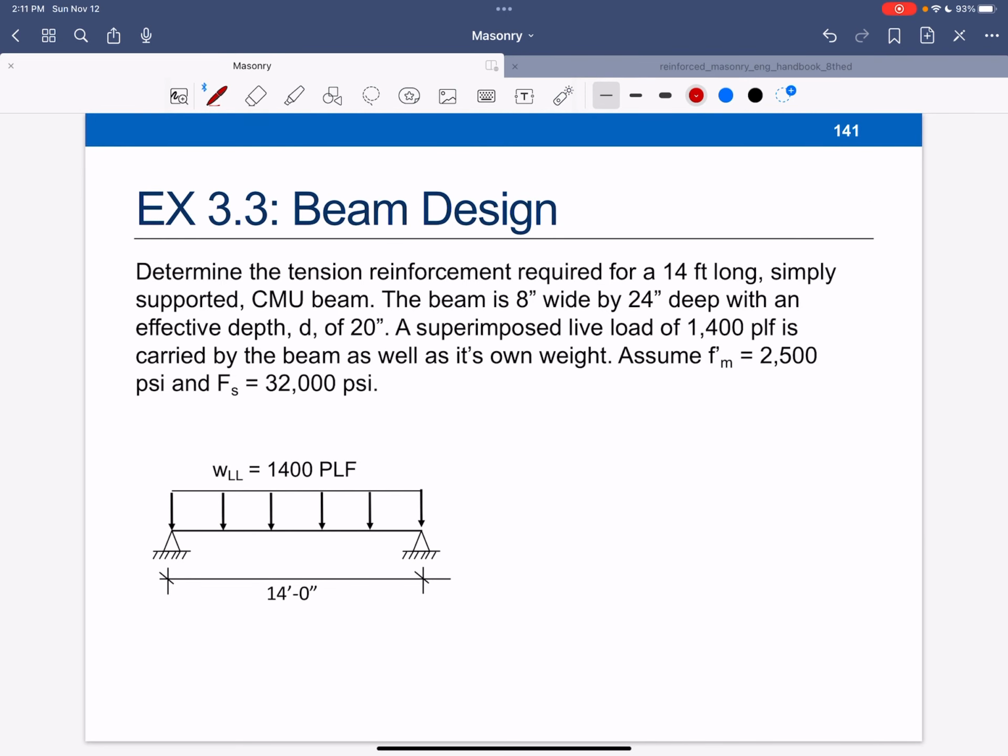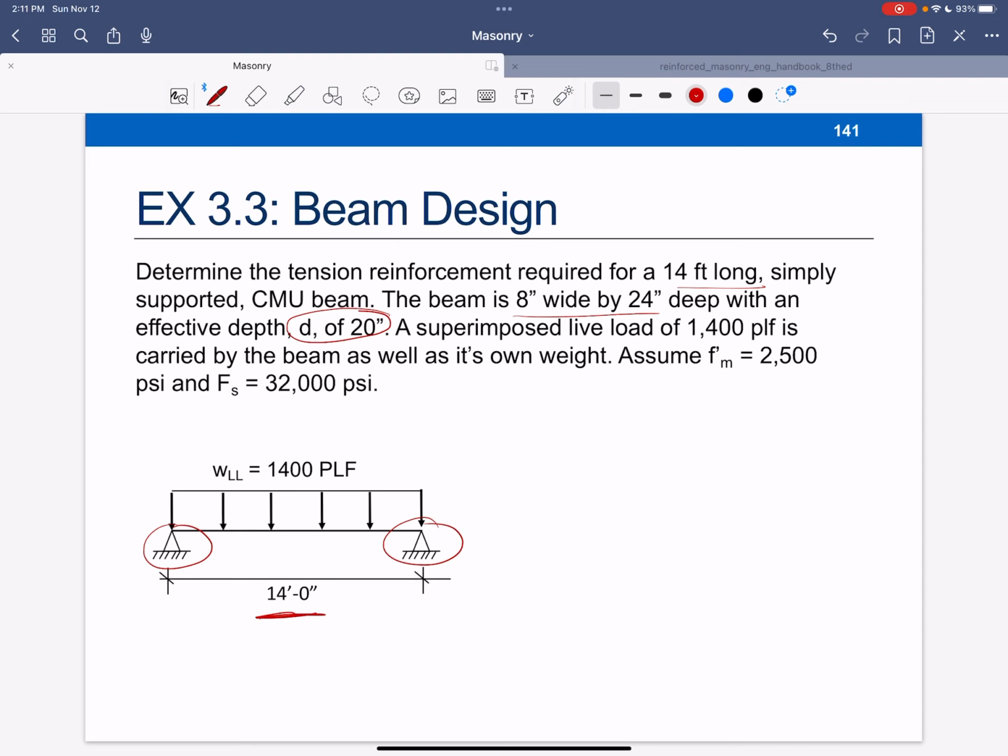All right, so what we can do is one more beam design, and you see here, I'm just putting these examples on supports, and so you're going to use the span length I give you. This is a similar one to what we did before. We're going to figure out the tension reinforcement, so we don't have the bars given to us this time. It's 14 feet long. It's a CMU, so concrete masonry unit. Same cross-sectional dimensions, and they've given us the effective depth they want us to use.